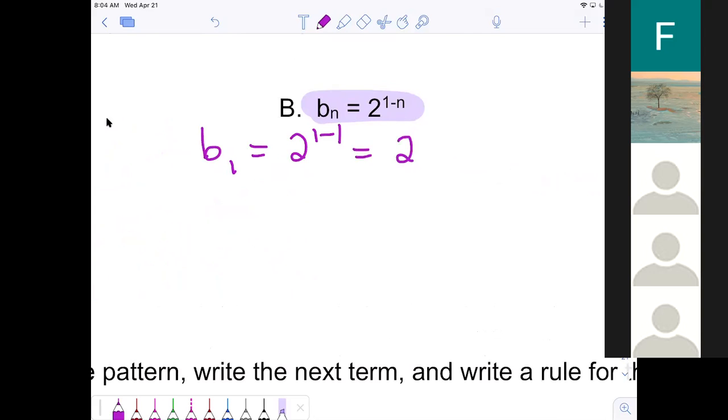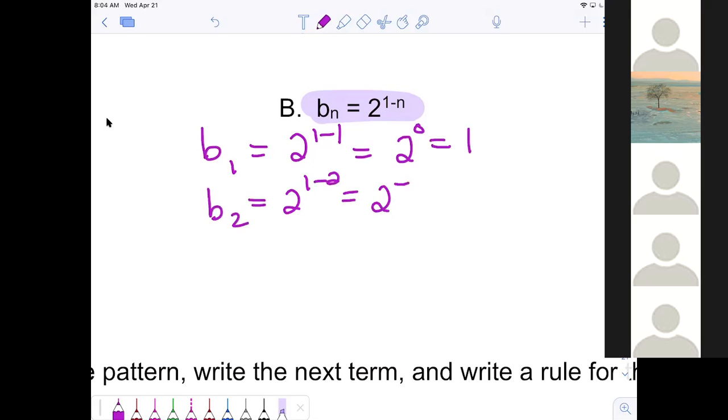So Jordan, we plug in a 1 to find the first term. And then we get 2 to the 1 minus 1. What would that really be, Jordan? 2 to the 0, which is 1. All right. If you plug in a 2, you get 2 to the negative 1. What happens when you have a negative exponent to a number, Jordan? Do you remember? It turns into a fraction. Yeah, nice.